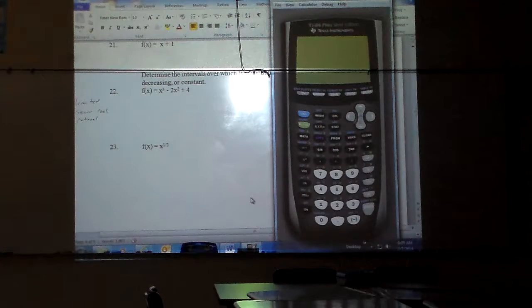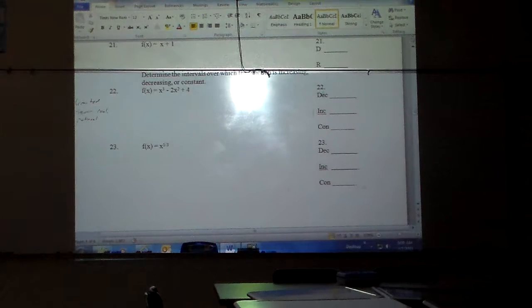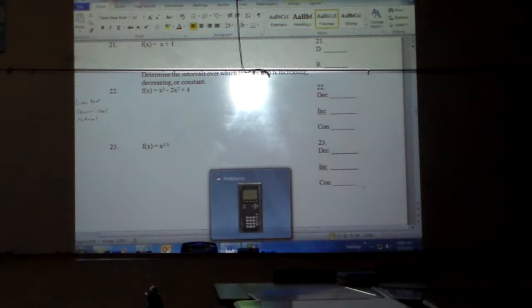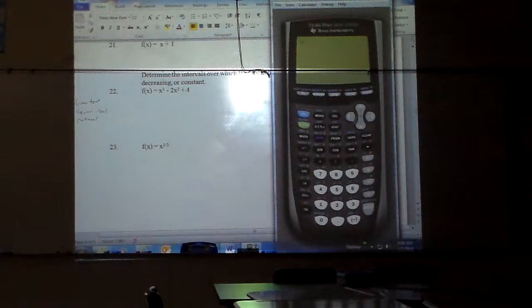Okay, to do these next problems, you're going to definitely need your calculator because you're going to need to graph it. And we're going to determine whether the function is increasing, decreasing, or constant. So I can see that right there, there's the instructions. So let's pull up our calculators.